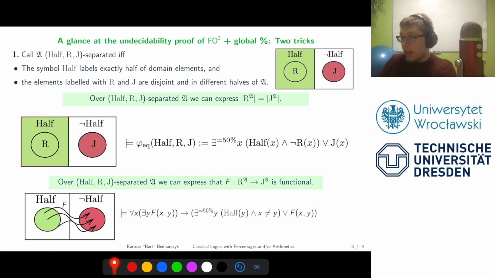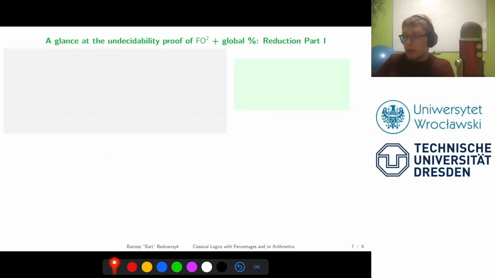So whenever we have an element that has an f successor, I take precisely 50% of elements satisfying half, and then I throw the current element and I put back all the elements that are f successors of x. And since there is precisely one element here, I put back precisely one element from f, so f must be functional.